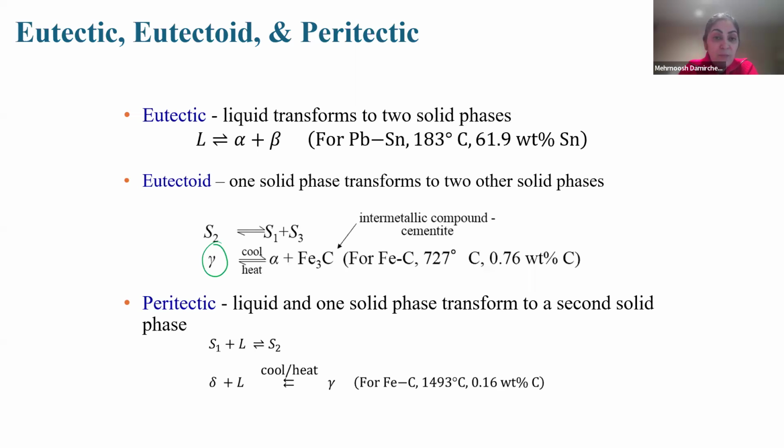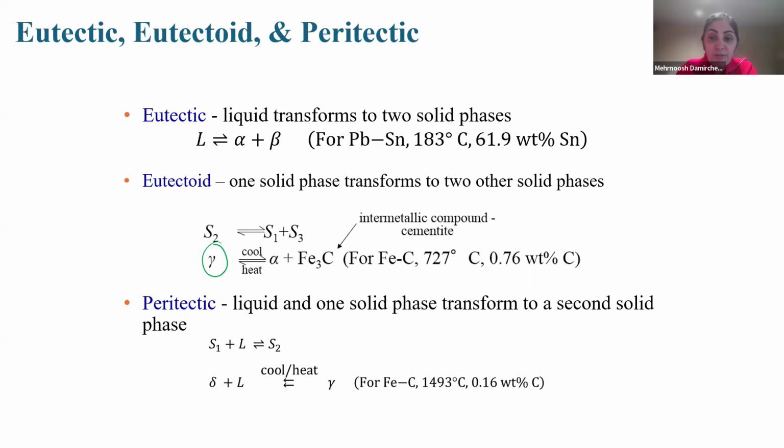So for Fe-C or iron carbon alloy, at 727 centigrade, and weight percent of carbon 0.76, we have eutectoid, where one solid phase is converted to two solid phases in cooling, and in heating, two solid phases convert to one solid phase. So it is the eutectoid.